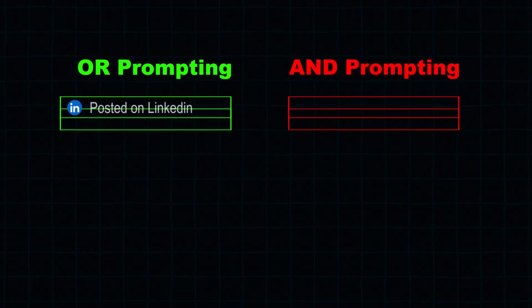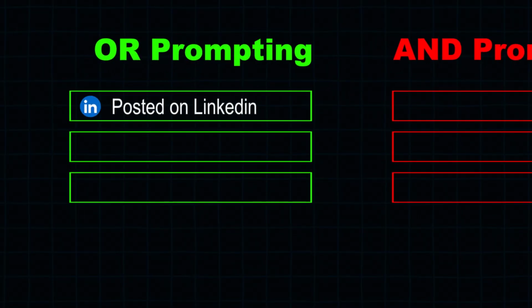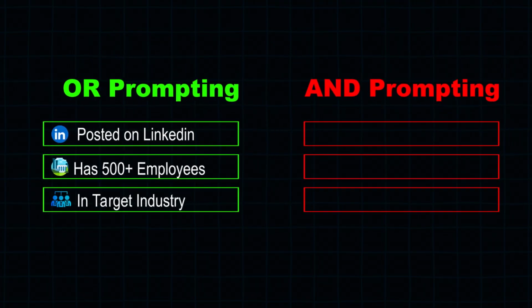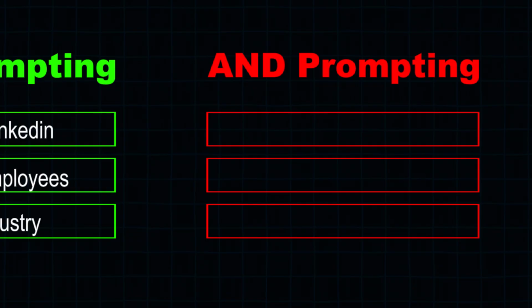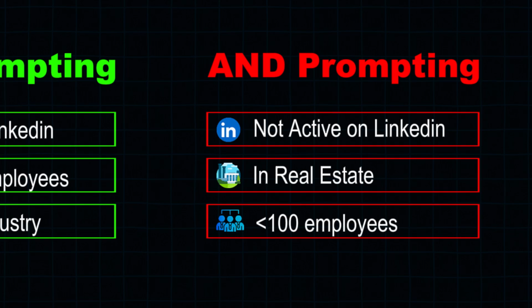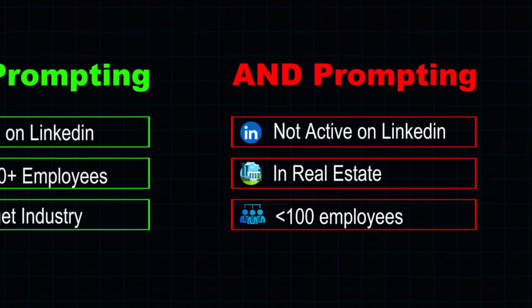This could mean that in the prompt you could say, qualify this lead as good if they have posted in the last 30 days on LinkedIn, or have over 500 employees, or are in this industry, or are X, Y, and Z. And on the other hand, you might say, qualify this lead as bad if they have not posted on LinkedIn in the last 30 days, and they are in real estate, and they have less than 100 employees, and so on and so forth.